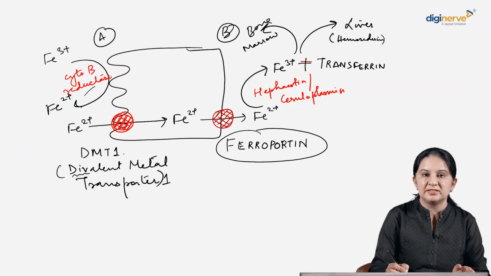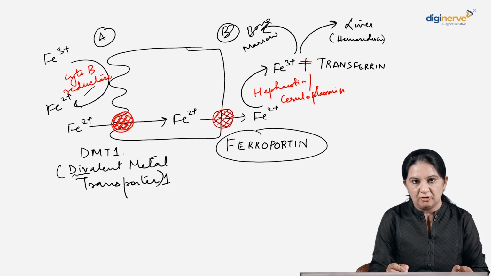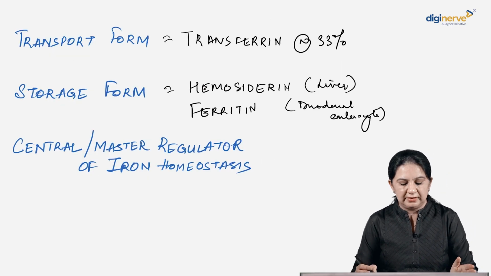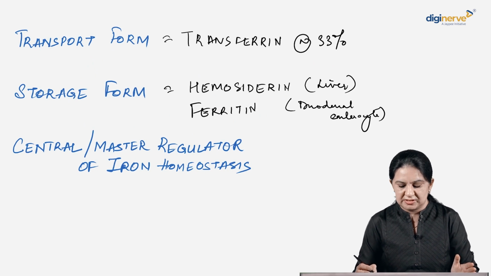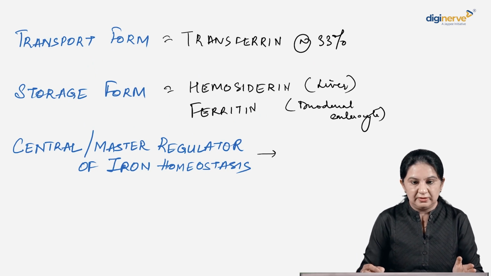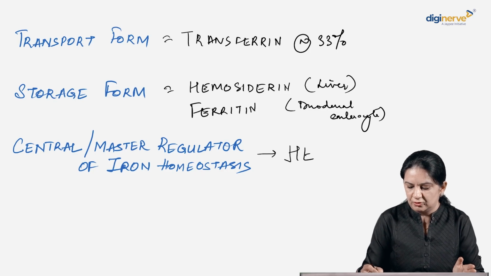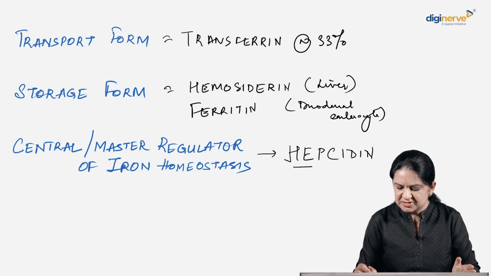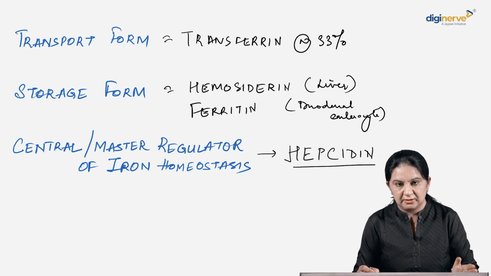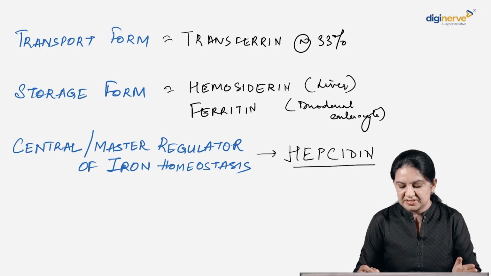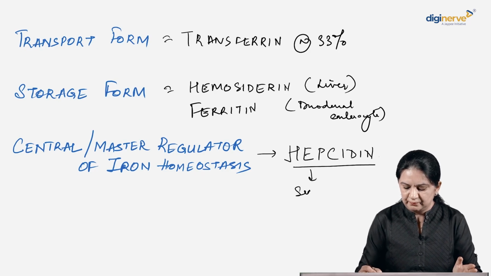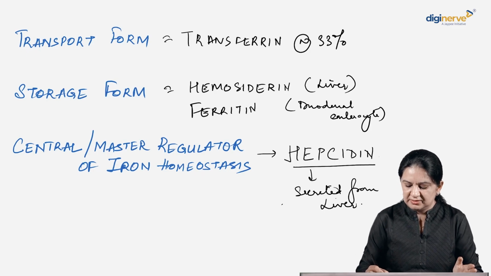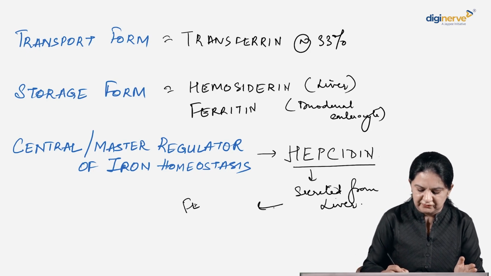So here if this iron is not absorbed, it will not be taken off the cell, it will be stored in the duodenal enterocyte as ferritin. Now what is the central or master regulator of iron homeostasis? An important question. The central or master regulator is a protein called hepcidin. Where is this protein secreted from? Hepcidin, as the name suggests, is secreted from the liver. Where does this act? This protein acts on the protein ferroportin.